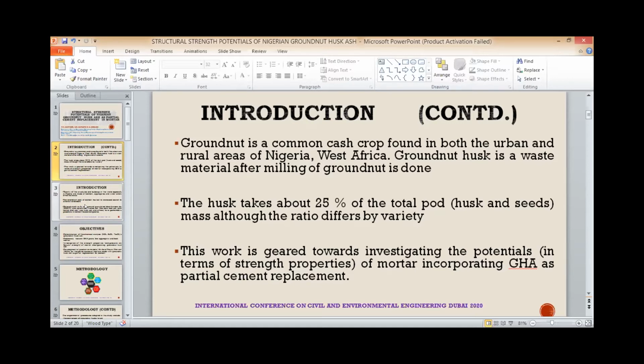And the husk is a waste material after milling of the groundnut. The husk comprises about 25% of the total hard husk and seeds. And about 58 tons of groundnut husks are produced annually in the world.